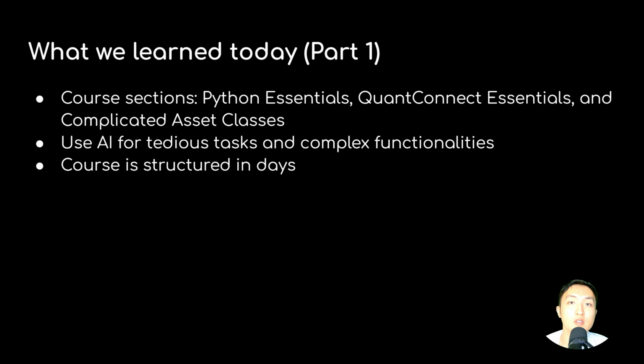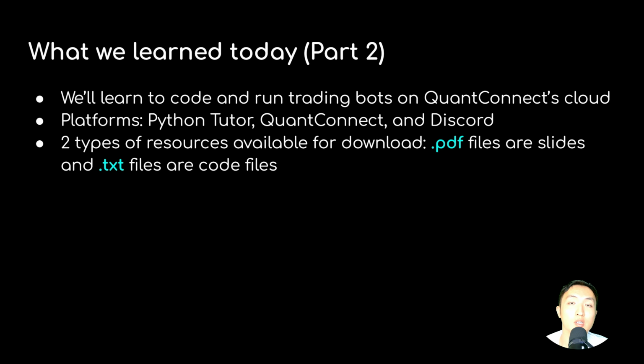Before we end today's lecture, let's look at what we learned today. We learned that the course is comprised of 3 sections: Python Essentials, Quant Connect Essentials, and Complicated Asset Classes. We also learned that we'll only be using AI for tedious tasks and complex functionalities. And the course is structured in days. There's 1 lecture and quiz per day, and coding homeworks periodically. We'll be learning to code and run trading bots on Quant Connect's cloud. We'll be using 3 platforms in this course: Python Tutor, Quant Connect, and Discord.